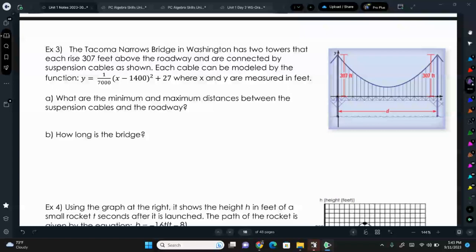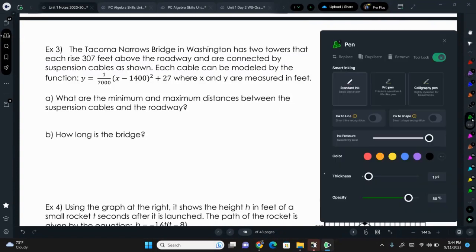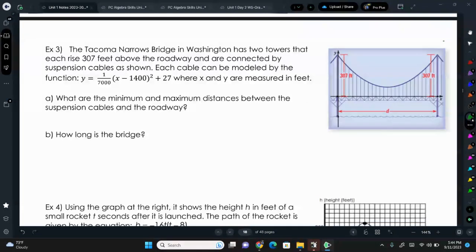In example 3, it says the Tacoma Narrows Bridge in Washington has 2 towers that each rise 307 feet above the roadway and are connected by a suspension cable as shown. Each cable can be modeled by the function, where x and y are measured in feet. What are the maximum and minimum distance between the suspension cables and the roadway? So this is our vertex right here. The x value is 1,400 and the y value is 27. We get this from vertex form right here.